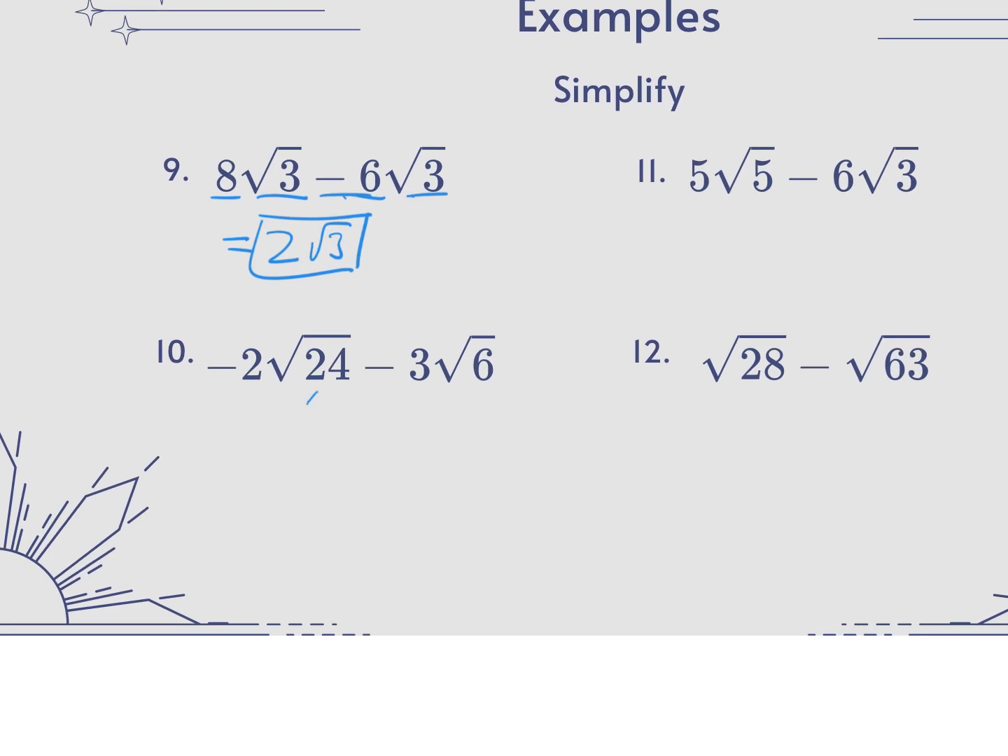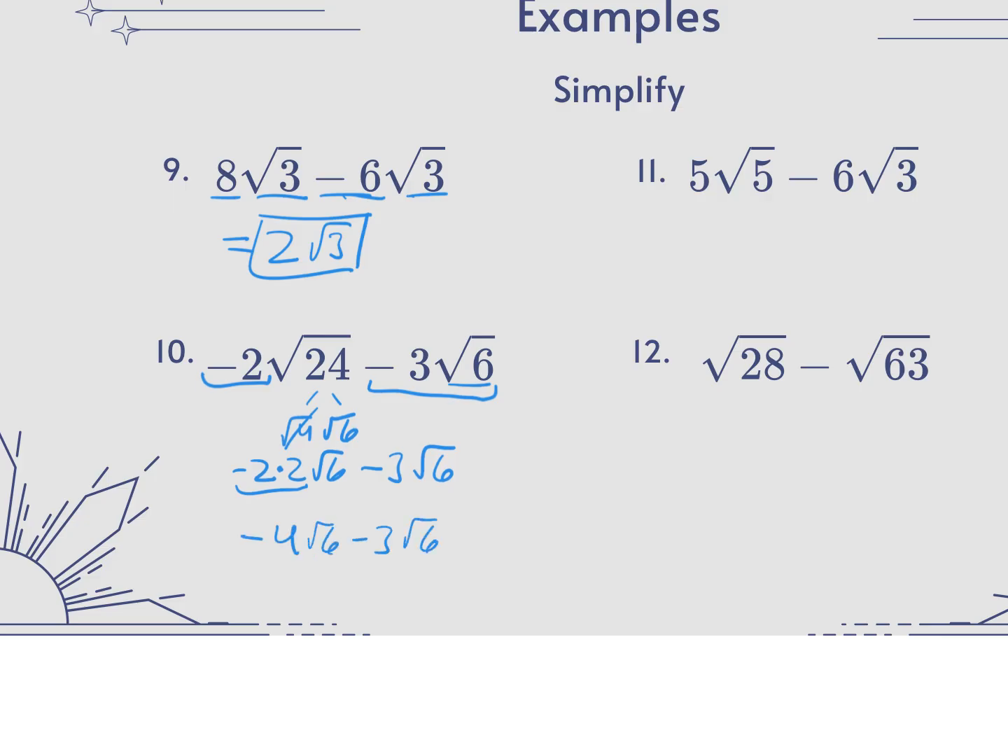With this next one, square root of 24 doesn't match square root of 6. It looks like we can take the bigger one and break it up to be the smaller one. This is going to be the square root of 4 and the square root of 6. The square root of 4 is 2, so I get 2 square root of 6. Don't forget there's a negative 2 out front, so it's negative 2 times 2 square root of 6. And then there's this whole expression on the outside, minus 3 square root of 6. And then negative 2 times 2 is going to get you a negative 4 square root of 6, minus 3 square root of 6.